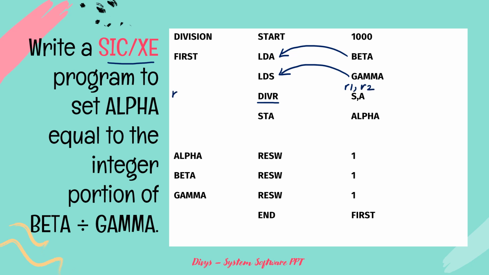Now it works in this manner. R2 is equal to the content of R2 divided by the content of R1 and the result would go into the second register. So here it will divide and the result would be there in the accumulator. So we are just storing that value inside alpha.